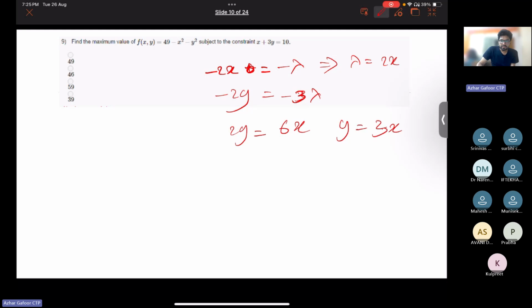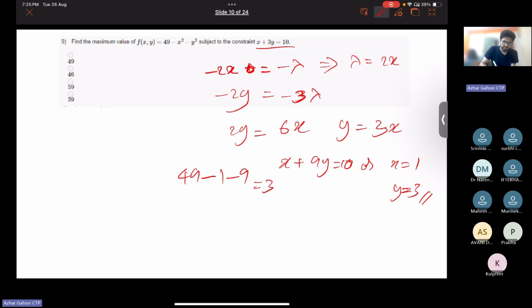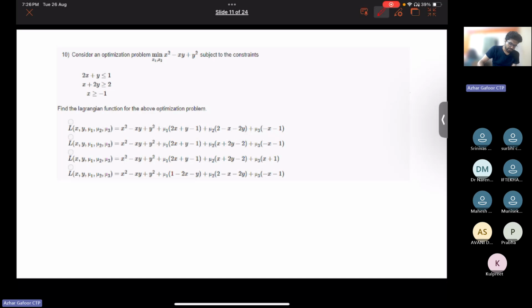Now we have to substitute that here. So we get x plus 9y is equal to 10, or x is equal to 1, and y is equal to 3. So the maximum value will be equal to 49 minus 1 minus 9, that will be equal to 39.